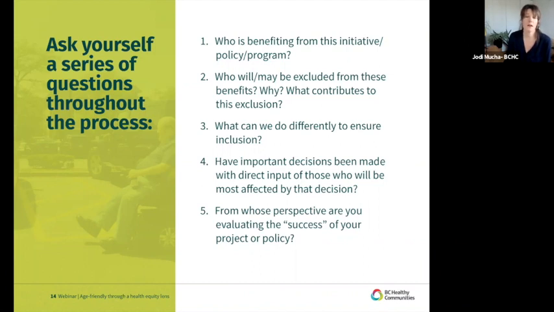And then again, when you are looking at the success of your initiative, it's a really valuable question to be asking: success based on whose perspective? And would success look different from a variety of different perspectives?